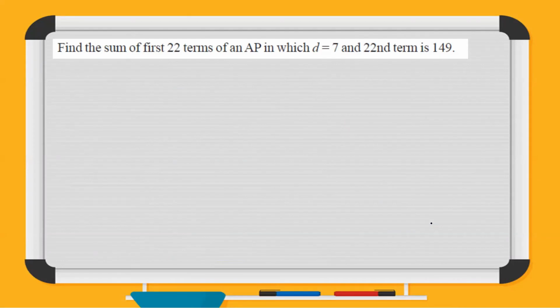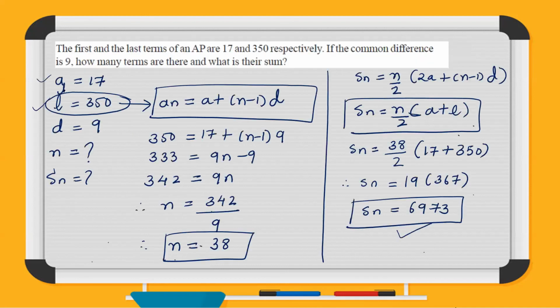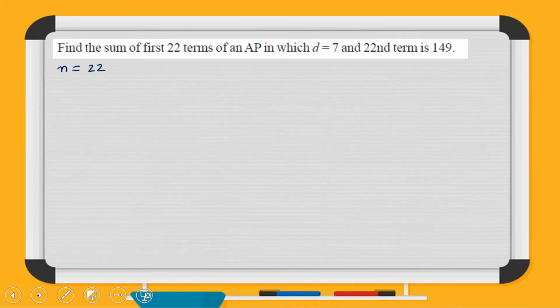Proceeding, the next question that we have is: find the sum of first 22 terms of an AP in which d is 7 and the 22nd term is 149. So what do we need? We need the sum of first 22 terms. So now let n be 22. d we have as 7. And the 22nd term, that means A22, or we can say T22, is given as 149.